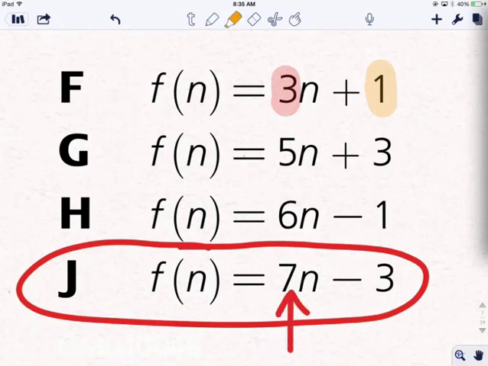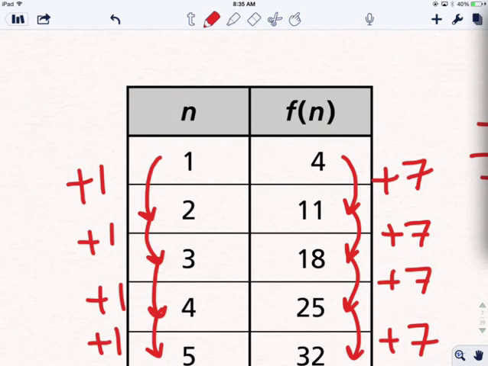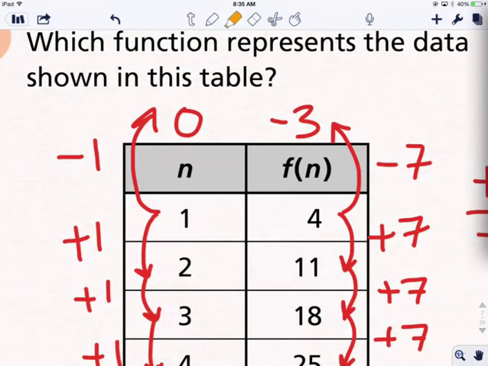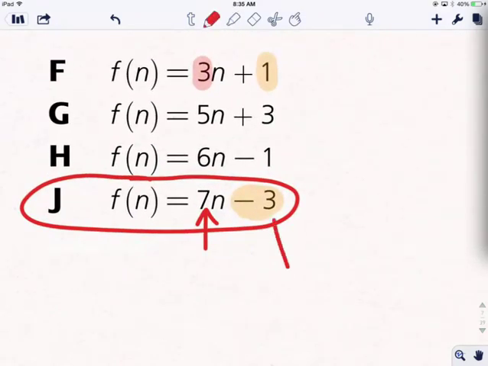Now, just in case you were curious where the -3 comes from, recall that that number comes from the value of the function when n is 0. So if we go back 1, then the value of the function must go down by 7. 4 minus 7 gives the value of the function of -3 when n is 0. So that means that the y-intercept is -3, which is exactly what we have down here.